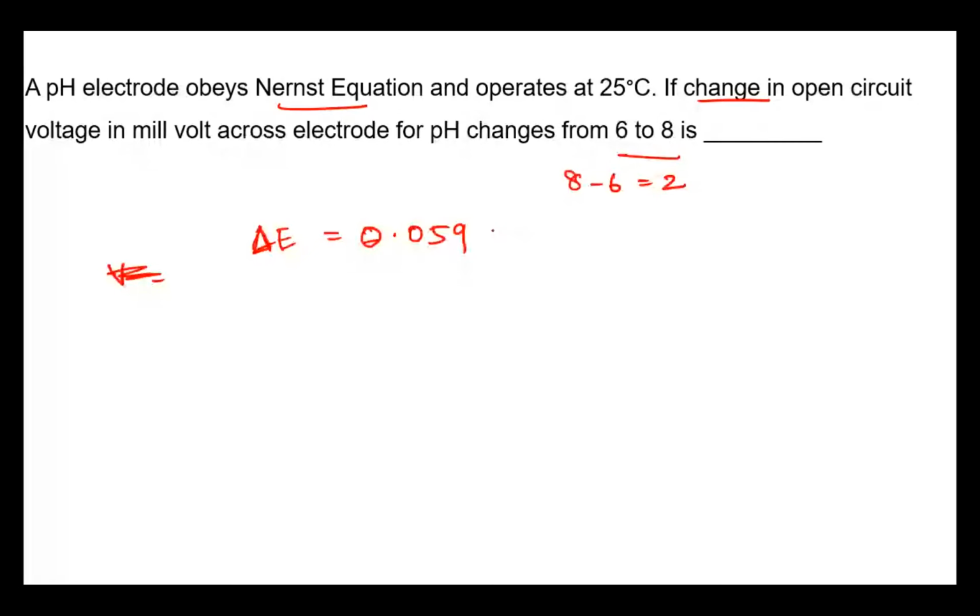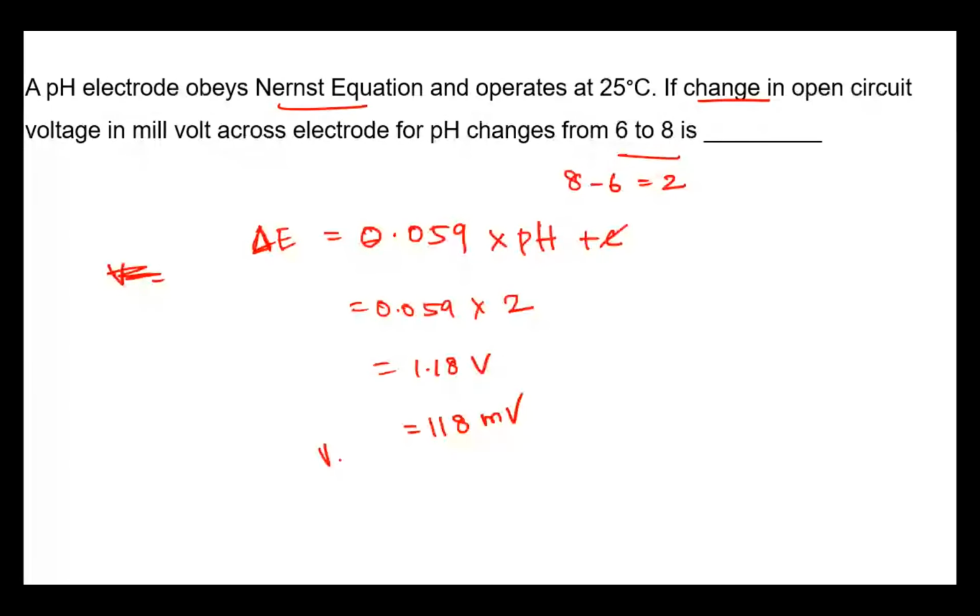So how to solve this? You have a change in energy. You just multiply with your given pH value, plus constant. Your given pH value changed from 8 to 6, so you just subtract it and substitute the answer 0.59 into 2. This constant we can skip. Okay, we have 1.18 volt. Convert into millivolt, you will get 180 millivolt.